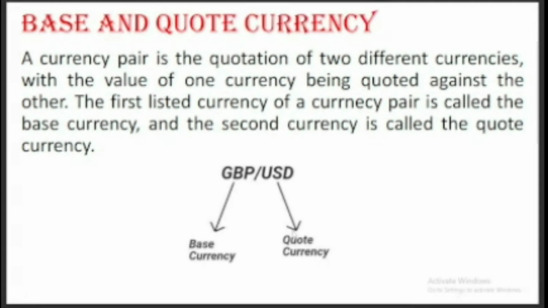We have what we call base and quote currency. A currency pair is the quotation of two different currencies, with the value of one currency being quoted against the other. The first listed currency of a currency pair is called the base currency. The second currency is called the quote currency. So as it is, when we started, we said forex market is the exchange of foreign currency, that is a particular country's currency over another country's currency. So now we have what we call base and quote currency, right?